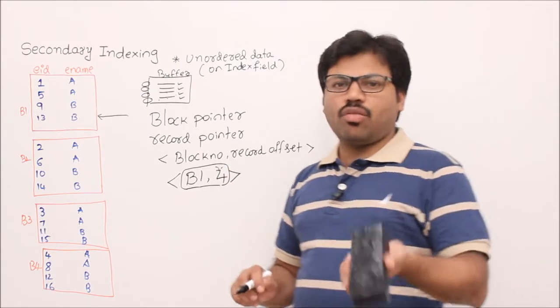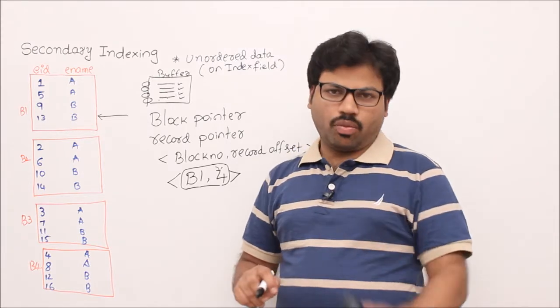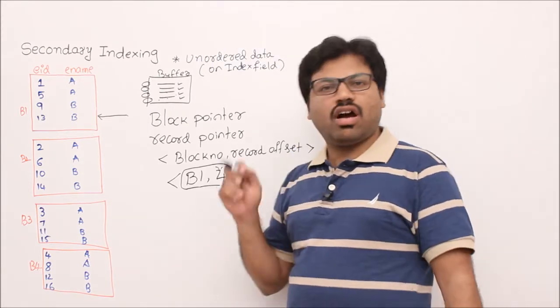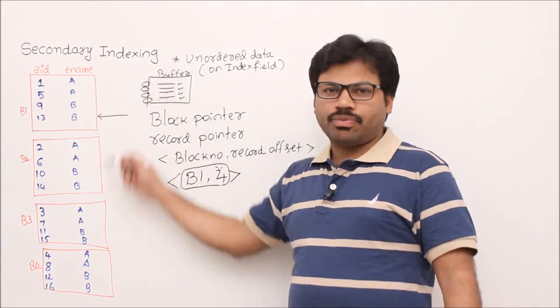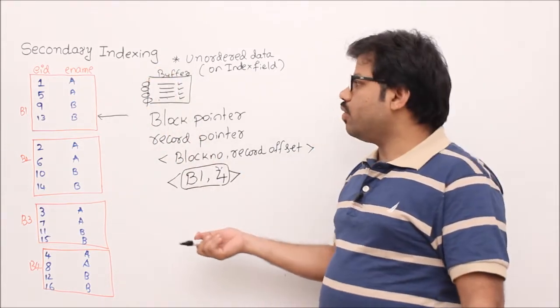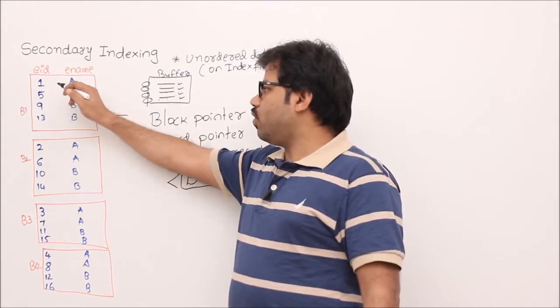But usually we don't get this kind of thing. Sometimes you might not get a record pointer. You might get only a block pointer. Example, let's say you are searching all the records, with no indexing, nothing. You want to scan all the records. Then what will we do? Definitely at that time we don't have a record pointer.